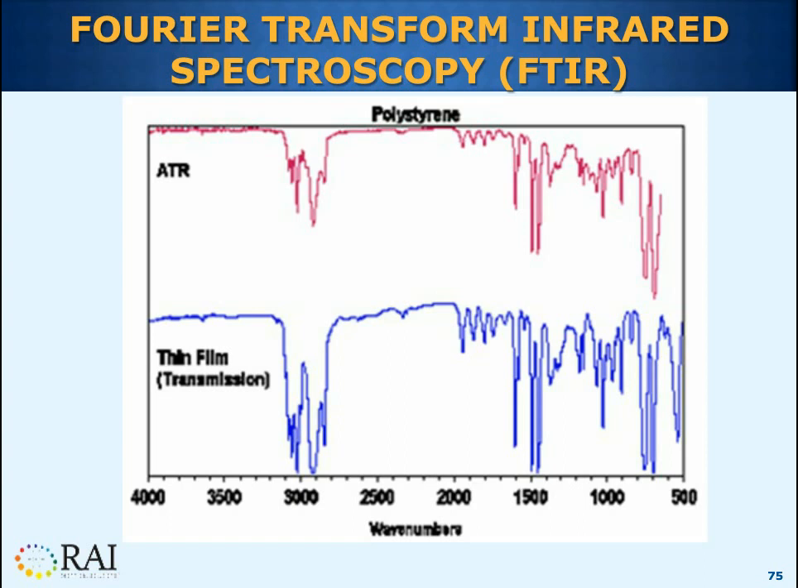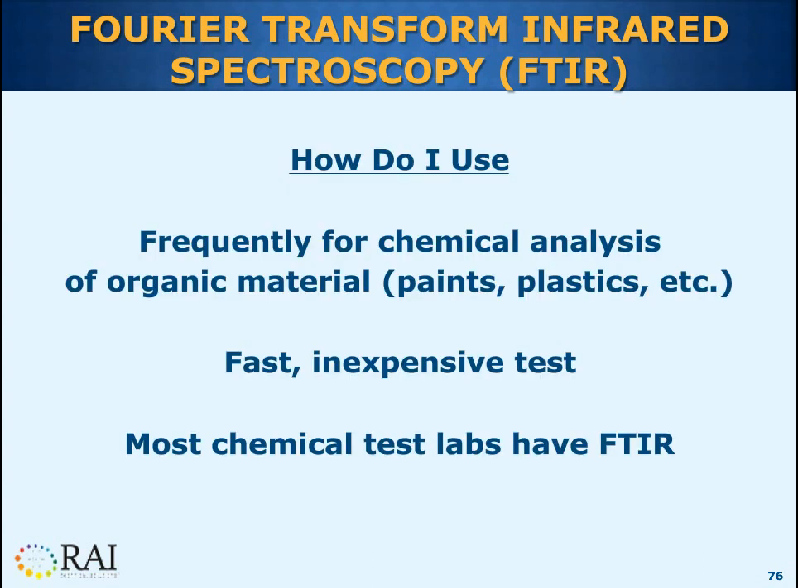Computer software does the matching for you, so it's a fairly straightforward technique and very easy to interpret the results. This particular sample, the blue sample, compared very close to the red standard for polystyrene, so it was reasonable to conclude that the material I was analyzing was indeed polystyrene. So I use FTIR frequently for chemical analysis of organic materials, be it paints and plastics. It's a fast, inexpensive test, and most chemical labs have FTIR.